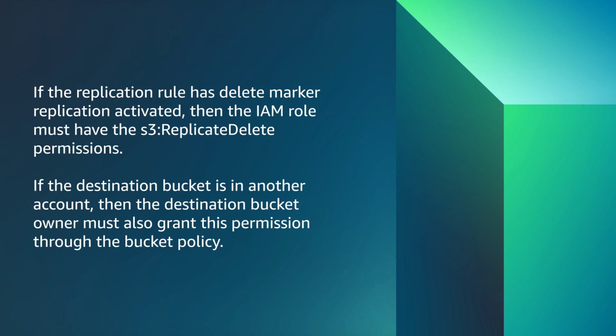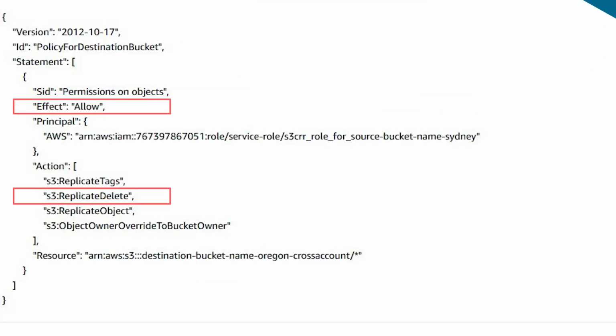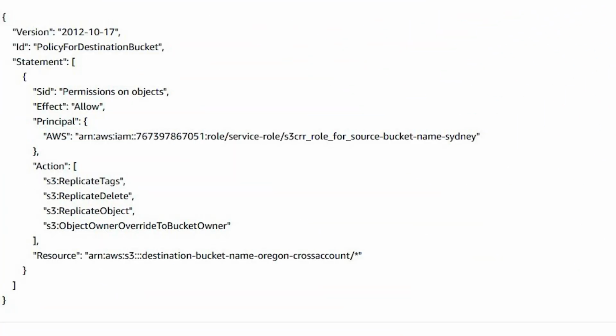If the replication rule has delete marker replication activated, then the IAM role must have the S3 replicate delete permissions. If the destination bucket is in another account, then the destination bucket owner must also grant these permissions through the bucket policy. For example, after you add the additional S3 permissions to the IAM role, the same permissions must be granted through the bucket policy on the destination bucket.